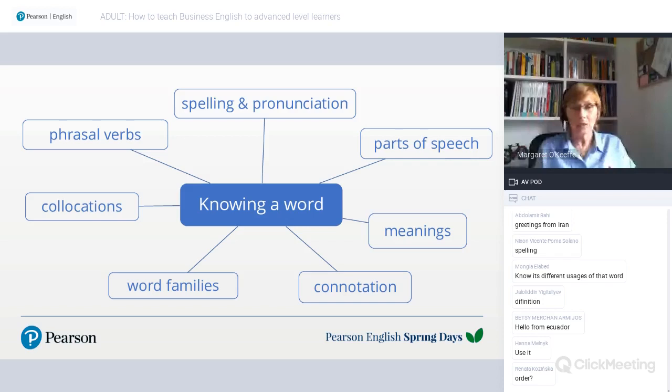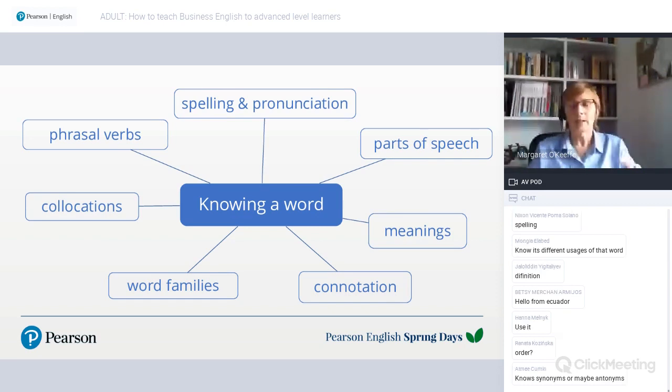So at this level, we're helping students very much with word families, collocations, phrasal verbs, and broadening their notion of meanings of a word. I think what we find often with phrasal verbs at this level is students have a very good passive knowledge of a lot of phrasal verbs, but they're not using them actively. So we're hoping to move them towards using them more frequently to help their speech be seen as more natural and more colloquial.